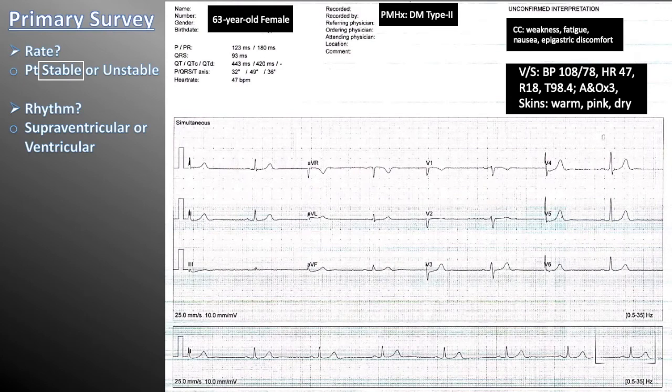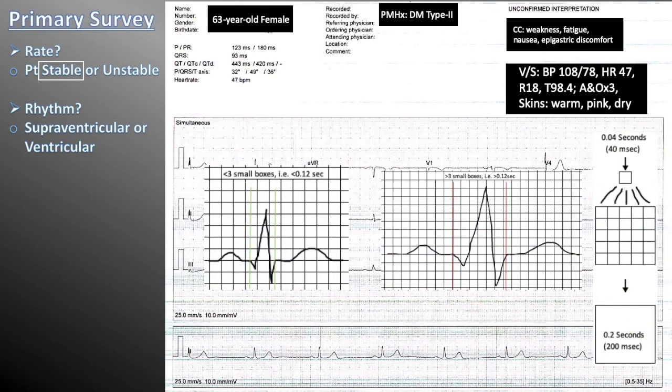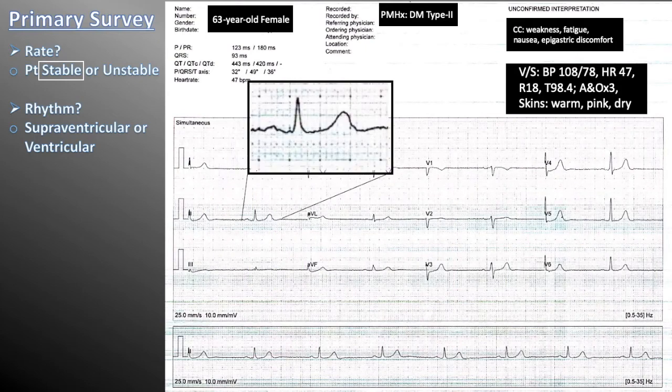Here's a graphic to help remind you of the relationship between the large and small boxes. And here are 2 not very good drawings that I made to demonstrate the difference between narrow and wide. And if we compare that to the QRS complex in our ECG, we can see that this QRS complex is definitely less than 3 small boxes wide, which is narrow, which means that this rhythm is supraventricular.